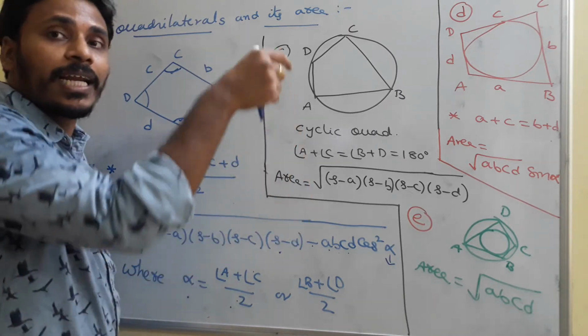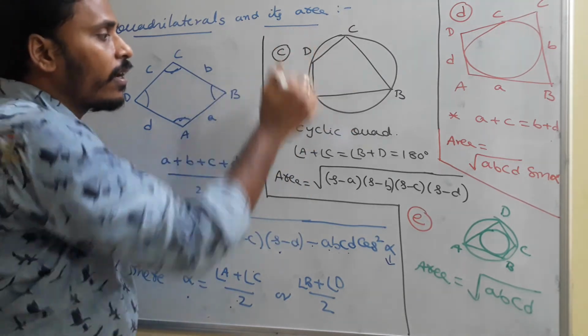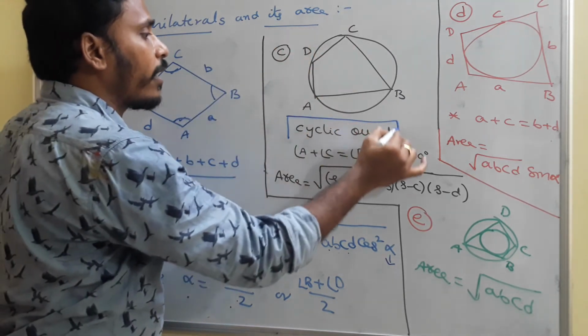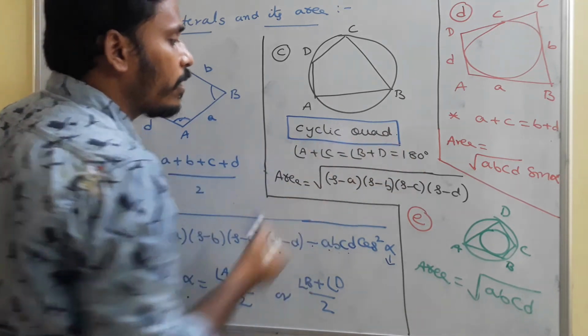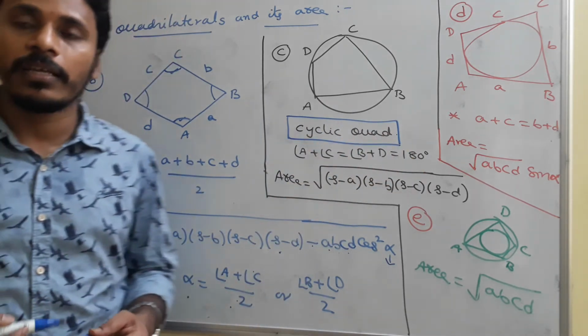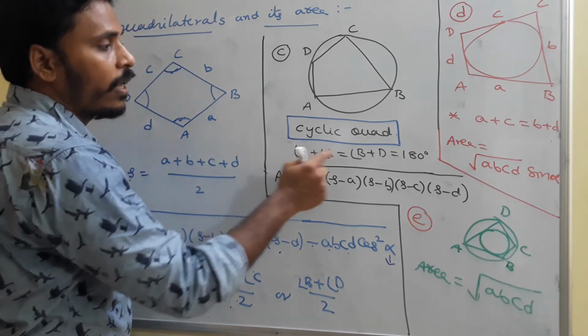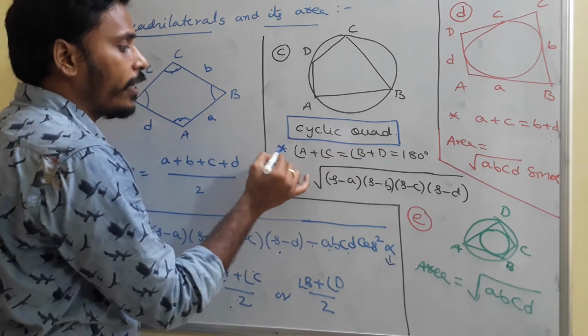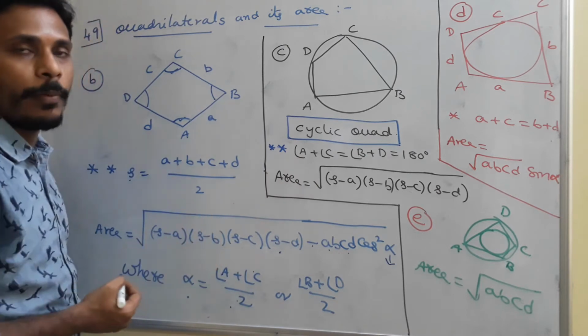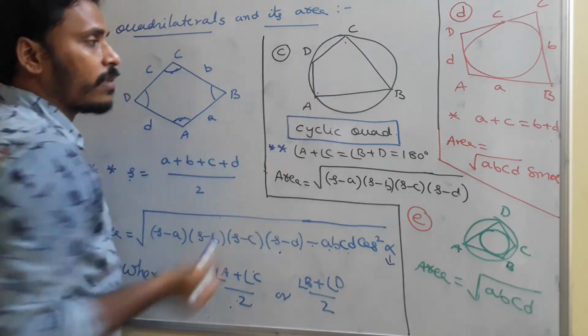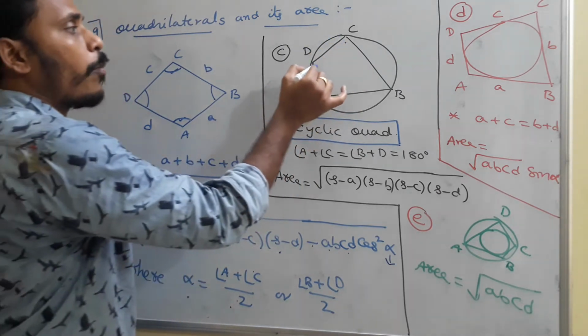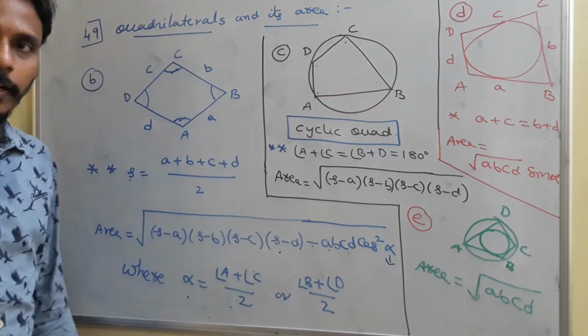If the quadrilateral is inscribed in a circle, then it becomes a cyclic quadrilateral. Cyclic quadrilateral means if the quadrilateral is inscribed in a circle, we call it a cyclic quadrilateral. And for a cyclic quadrilateral, the sum of opposite angles is 180. It's a regular idea from plane geometry. So the opposite angle sum A plus C is 180, and the opposite angle sum B plus D is 180.